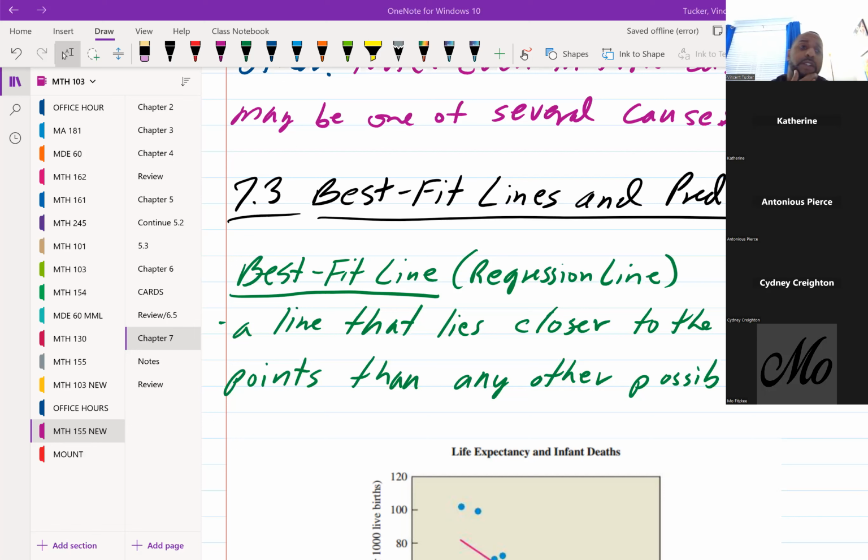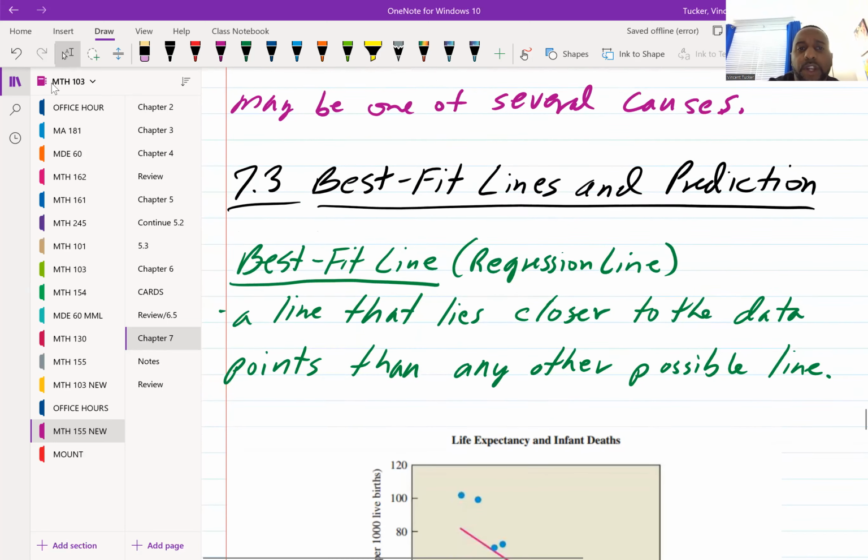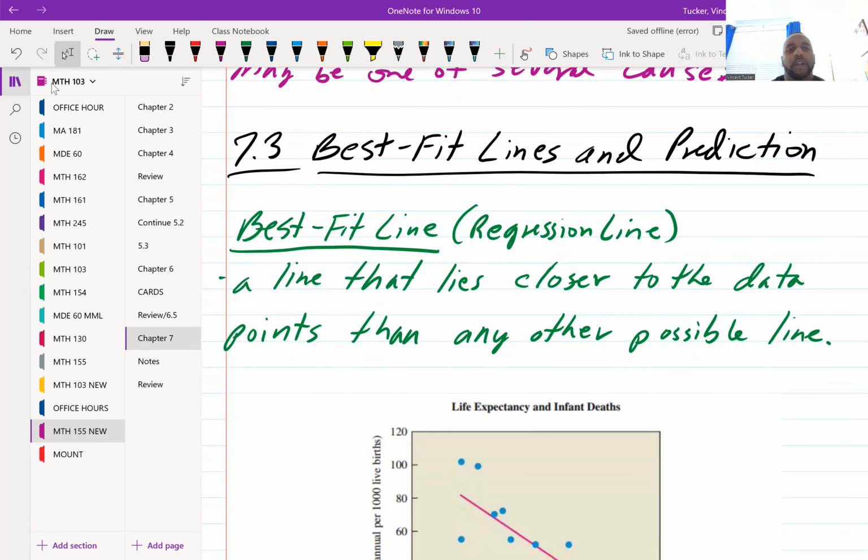So last class, and always correct me if I'm wrong, we closed out 7-1 and 7-2. And so today we're looking at 7-3 and 7-4. So we're starting off with best fit lines and prediction.